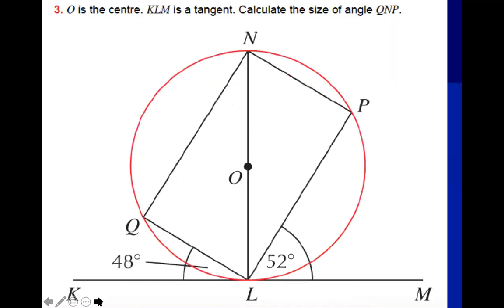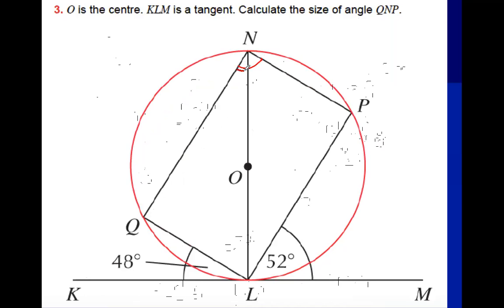Yeah, so let's have a look. We're going to try this one. So O is the center. KLM, which is that long line here, is a tangent. Calculate the size of angles Q and P. So it's this angle here that I've been asked to find.